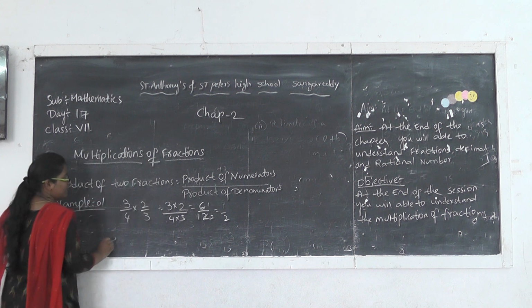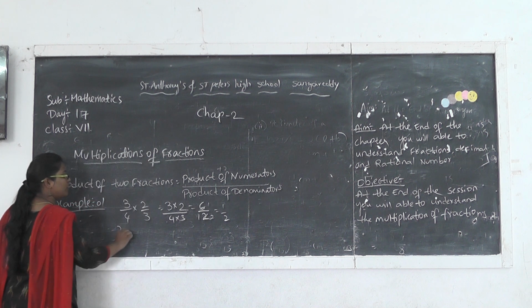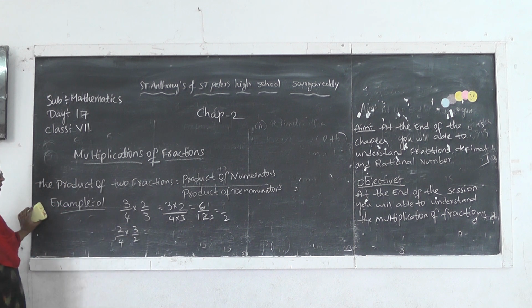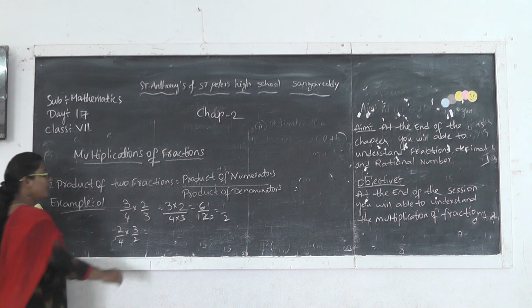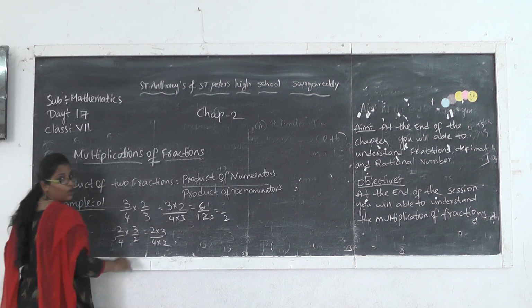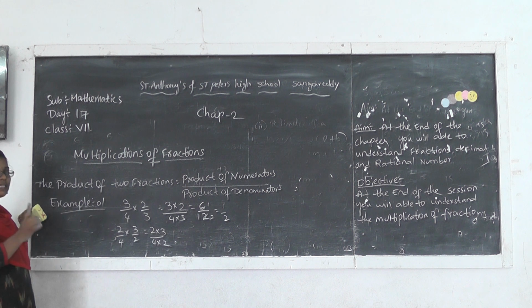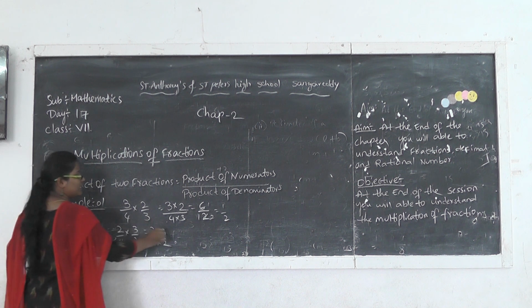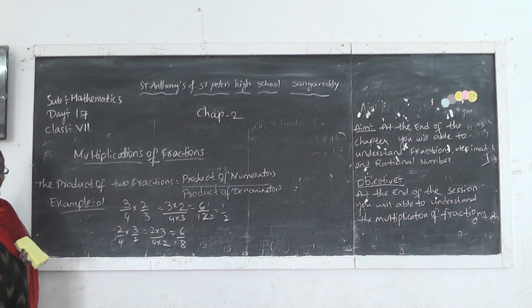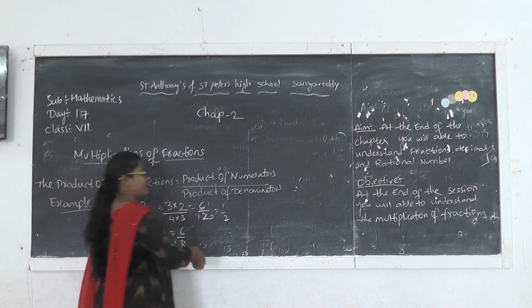Let me take one more example: 2/4 into 3/2. How do we do it? 2 into 3 by 4 into 2. We multiply both numerators and both denominators. 2 3s are 6, 4 2s are 8. Clear? If there are more than 2 fractions, the same method applies.